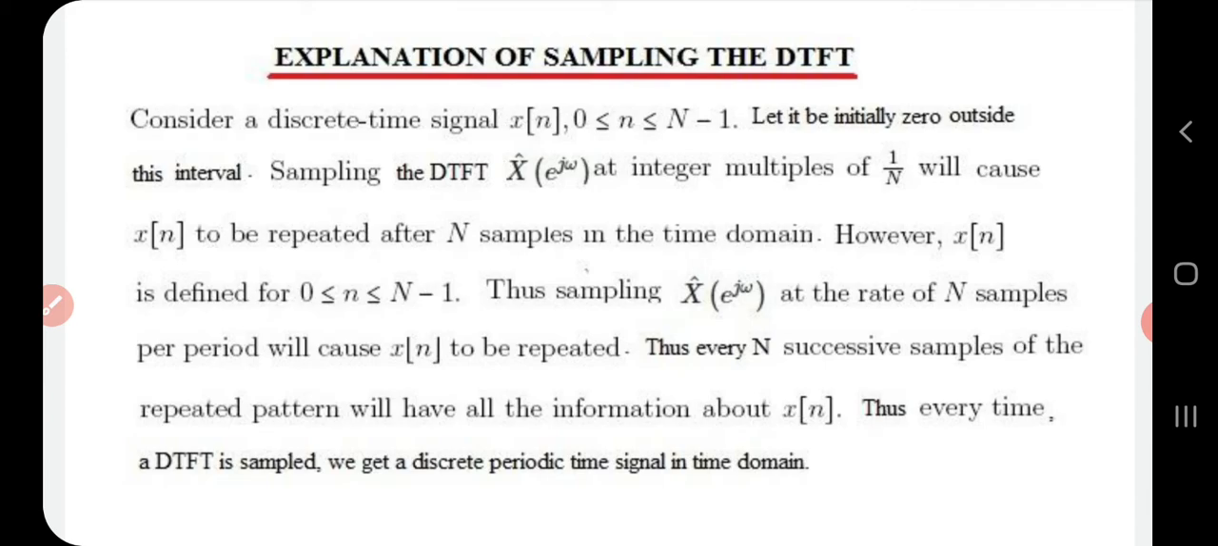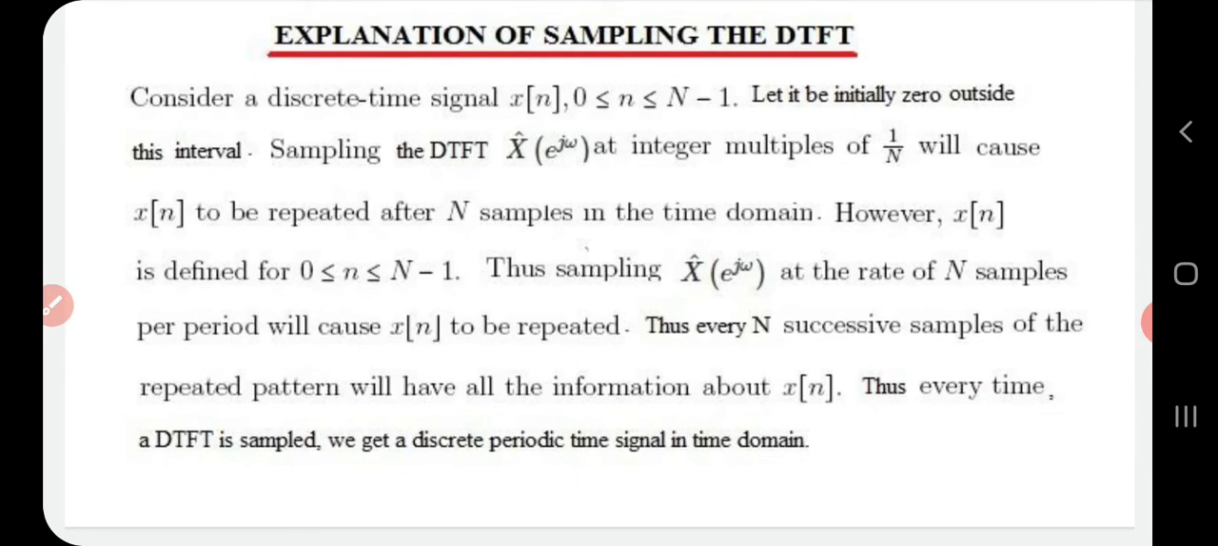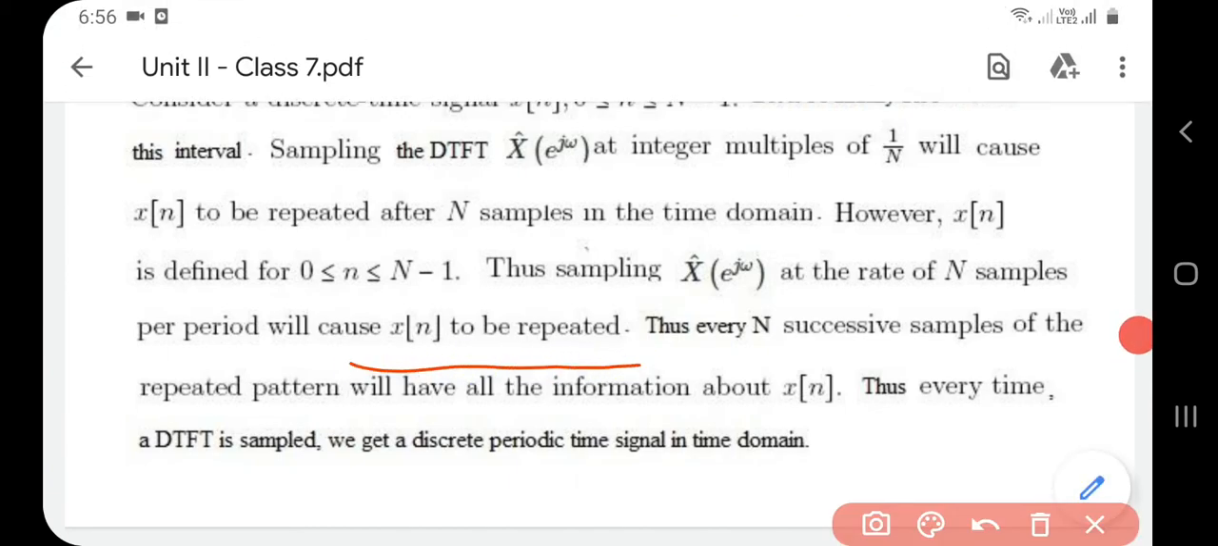I will just read. This is similar to what I have already explained. Consider a discrete time signal x[n] defined in the interval 0 to N minus 1, and let X(e^jω) be the DTFT, and you are sampling it in multiples of 1 by N. Once the sampling is done, what happens to the original sequence x[n] in the time domain? I already said it gets repeated. Sampling at the rate of N samples per period will cause x[n] to get repeated, and for every successive sample the repeated pattern will have information about x[n]. Thus every time a DTFT is sampled, we get a discrete periodic signal in the time domain.